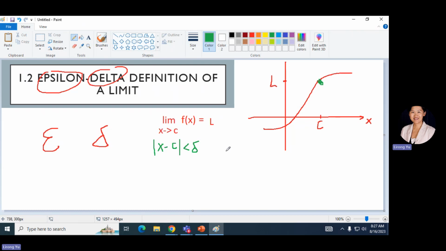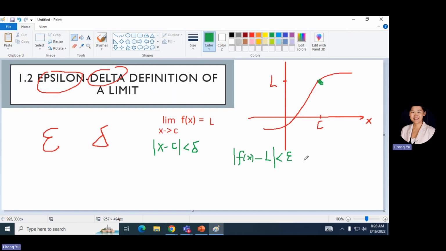Now, similarly, we use epsilon to quantify how close f of x is getting to L. So how close are these two? So close that f of x minus L is less than epsilon. So the difference between these two numbers is smaller than epsilon. Epsilon is typically a small number, so epsilon could be 0.1. Then f of x is close to L within 0.1 distance. That is how we know these two are close enough.